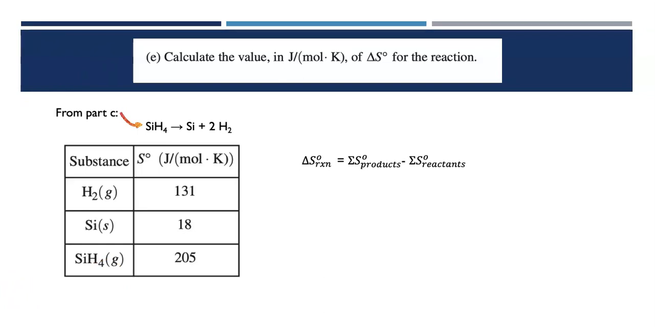SiH4 makes Si plus 2H2. The states of matter in the reaction match the states of matter given in the table. And so we can sum up the products, which are Si and H2, and subtract the entropy of the reactant, since there's only one of them. I have to remember that there are two H2 molecules, so I do the solid silicon plus 2 times 131, and then I subtract the 205 for the SiH4, and I end up with an entropy change for the reaction of positive 75 joules per mole per Kelvin. And that is what you needed to do to get the point here. You didn't need to show the work to support how you got your answer.